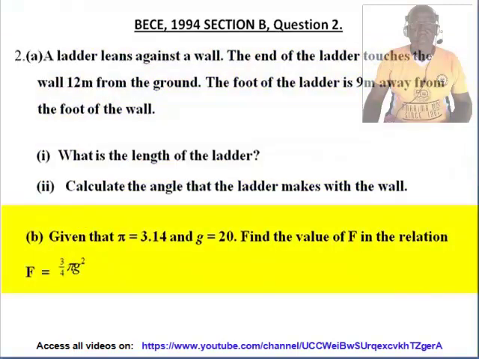2b. Given that π = 3.14 and g = 20, find the value of f in the relation f = 3/4 π g².